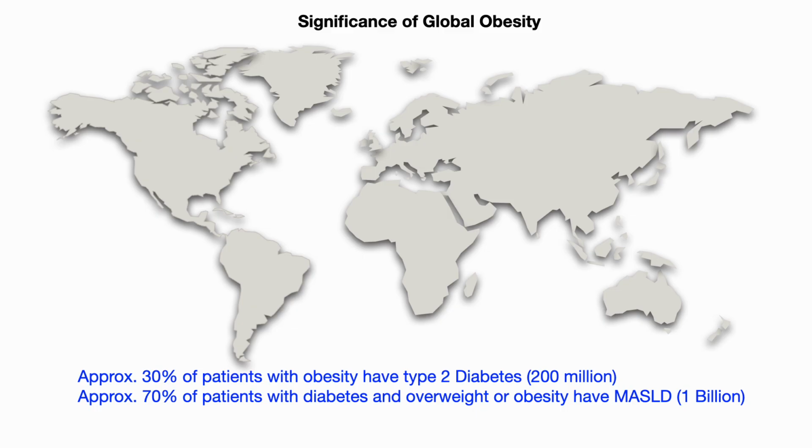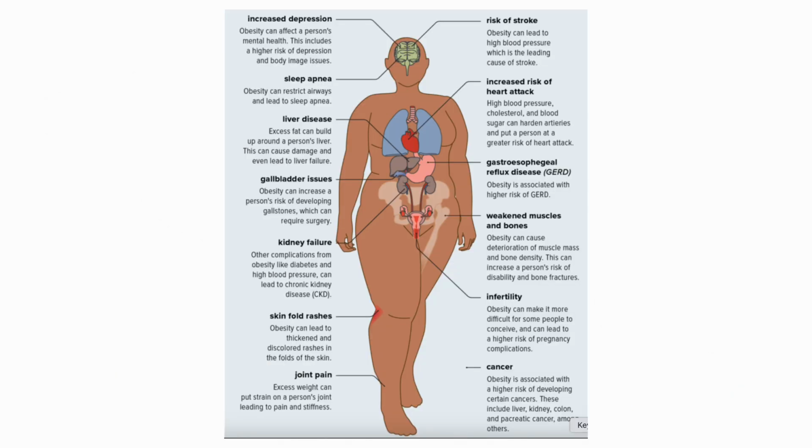And in fact, one of the things that we've noticed is that 30% of patients with obesity would have diabetes. So we're roughly saying about 200 million, but 70% of patients with diabetes and overweight or obesity have what we call MASLD, which is metabolic associated steatotic liver disease. So we have a billion who are suffering from that in the liver. That brings us to the fact that metabolic disease or metabolic syndrome is all these conditions.